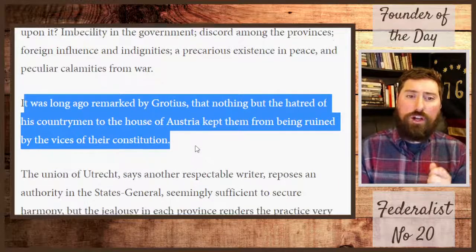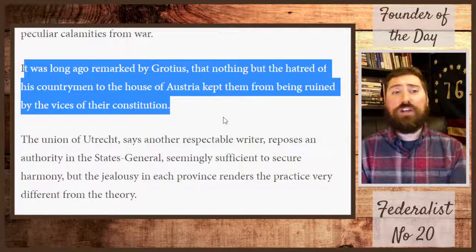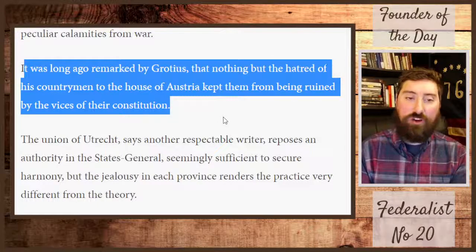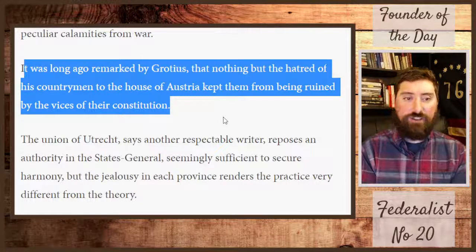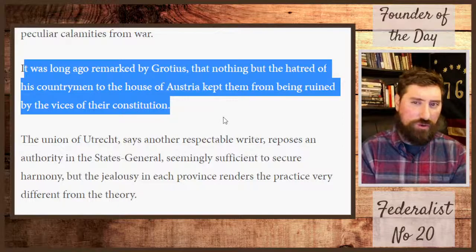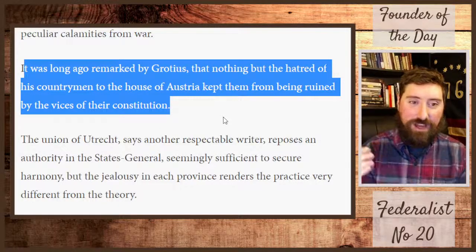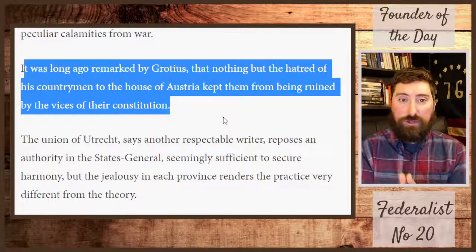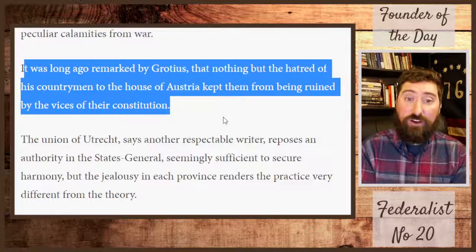It was long ago remarked by Grotius that nothing but the hatred of his countrymen to the House of Austria kept them from being ruined by the vices of their constitution. I don't know who Grotius is. Sounds like an ancient Greek name, but he's referencing Austria, which was not around in ancient Greece. If you know who Grotius is, throw it in the comments, let us know.